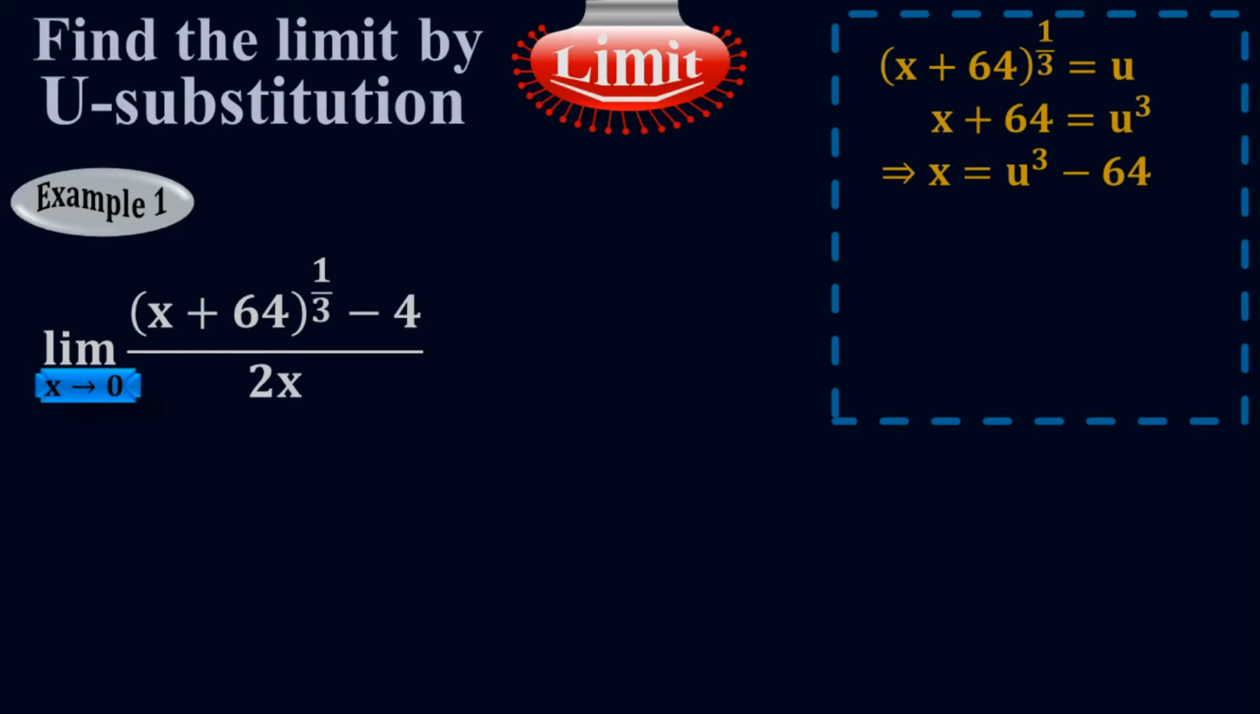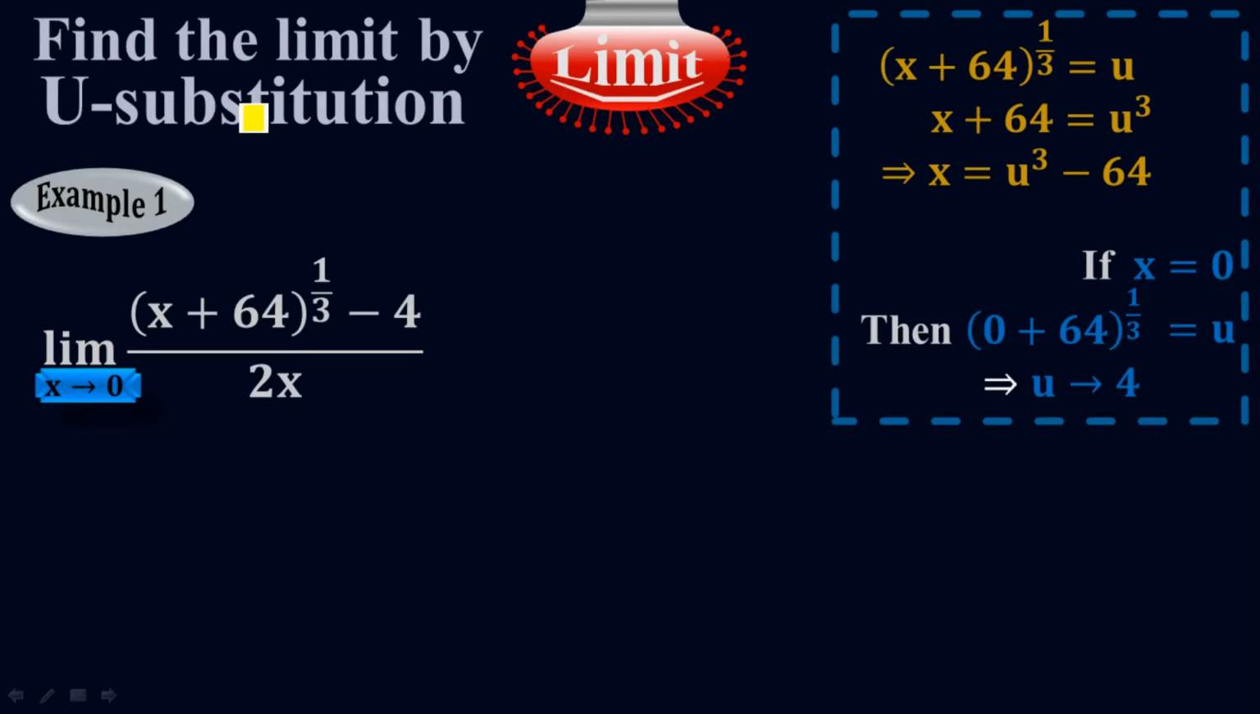And then look here, x approaches 0, which means x equals 0. Then this term will be (0 plus 64) to the whole 1 over 3 equals u. Just substitute x equals 0 here because x approaches 0. If x equals 0, then x plus 64 will be 0 plus 64. This implies that u equals 4.